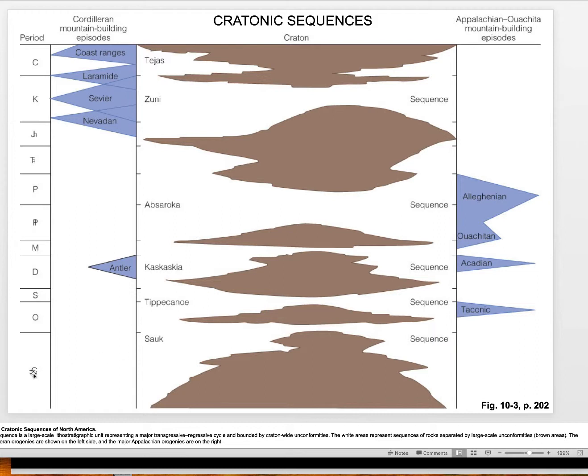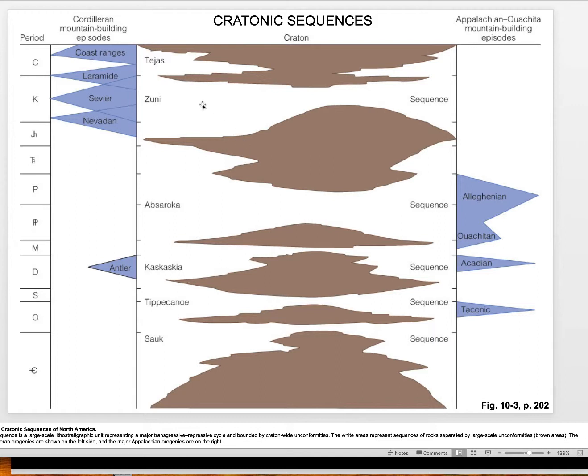So this symbol again means Cambrian, Ordovician, Silurian, Devonian. And so that sock sequence again is going to be from the Neoproterozoic to about the mid-Ordovician. And then there's going to be this craton-wide unconformity or erosion event, which is a regression, and that's our Tippecanoe sequence that will come after that. And then there's another regression here, and then well, that's the advance of Kaskaskia Sea.